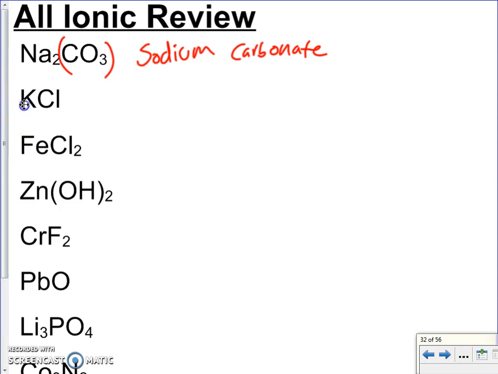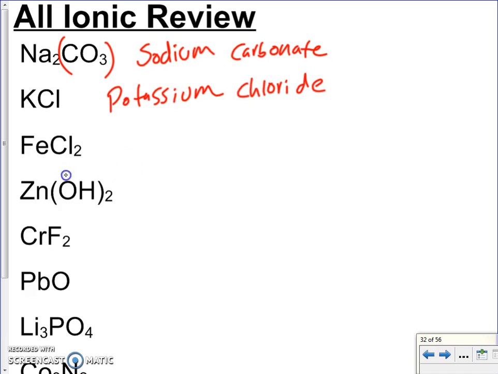Okay. For the next one, we have K and Cl, potassium and chlorine. Well, potassium's not a transition metal, so we just have to name it. And chlorine is not a polyatomic ion or anything weird. It's just chlorine, so we'll name it as chloride: potassium chloride.